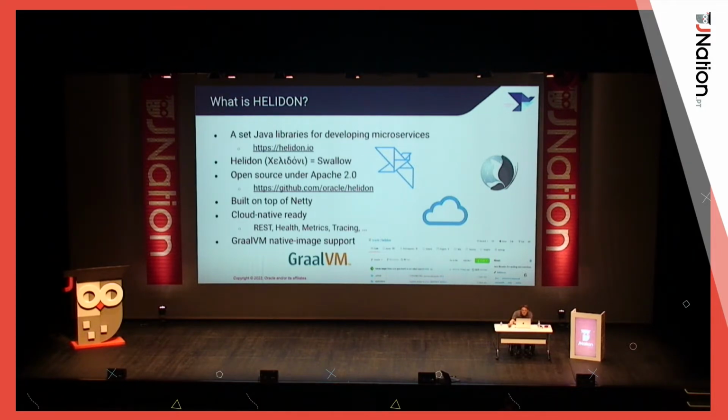It's one of the first products of Oracle which is under this license. All the code is available on GitHub, you just go there and see. We accept PRs, as we usually say. Built on top of Netty. Cloud native ready. That means that you don't only serve your microservices, but you also have everything with them, like REST, metrics, health, tracing, everything you really want and need.